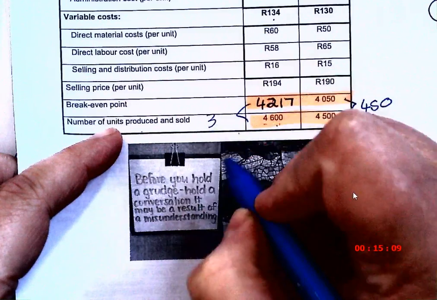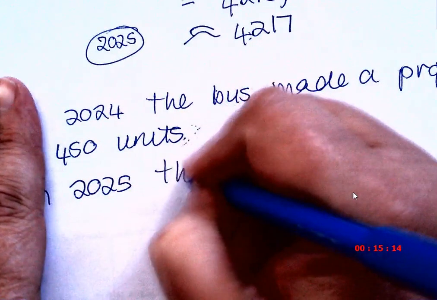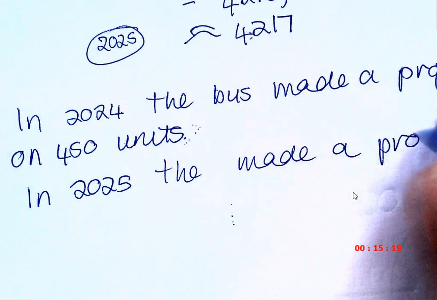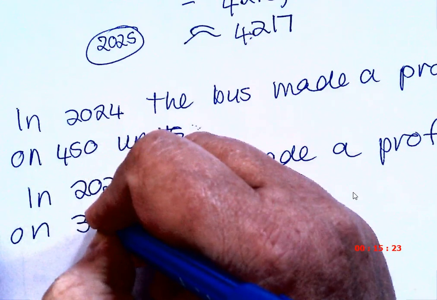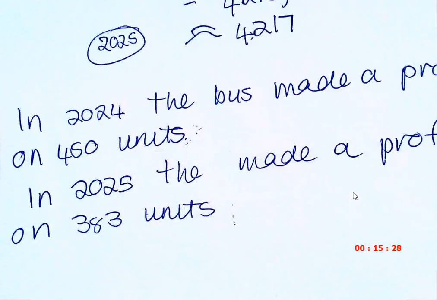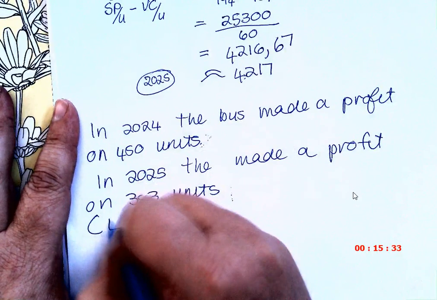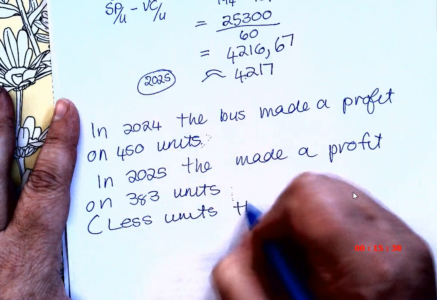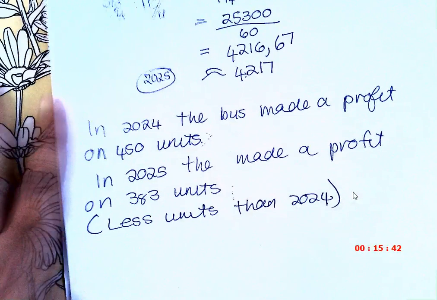3. Okay. The business made a profit on 383 units. Okay? And just to make sure that you get your marks, you say less units than 2024. Easy.